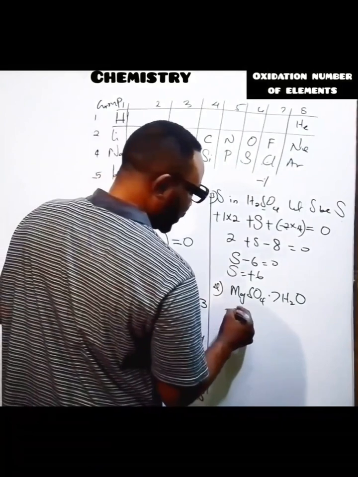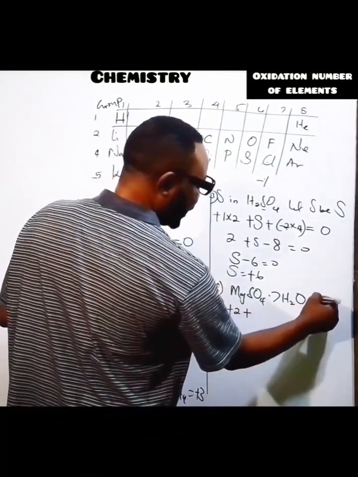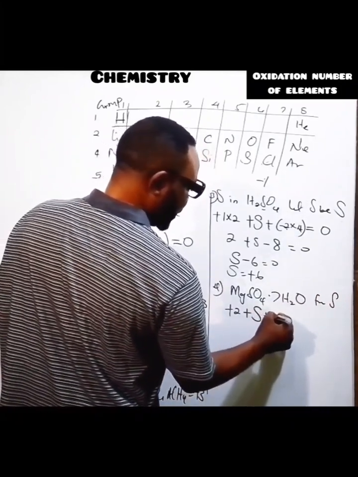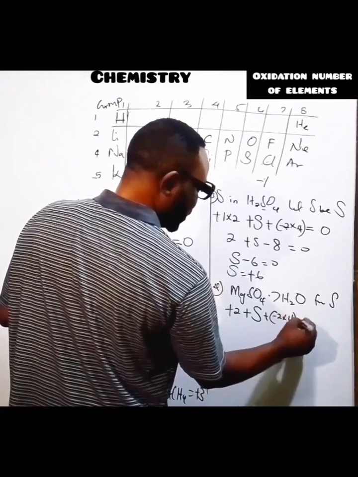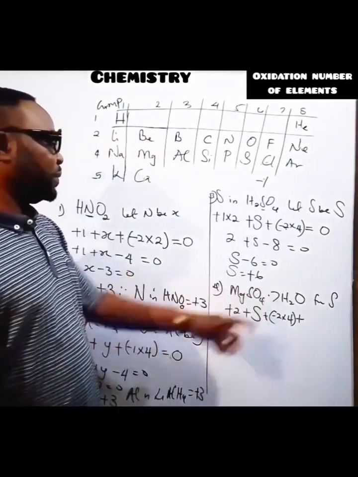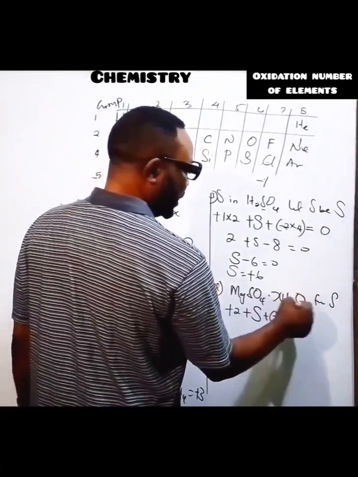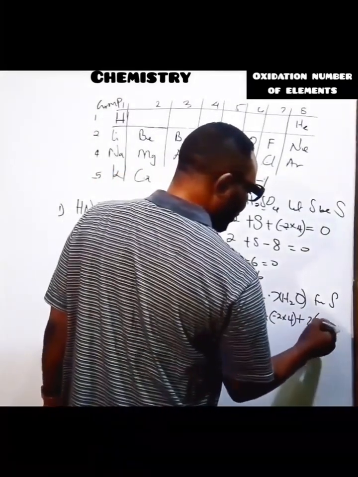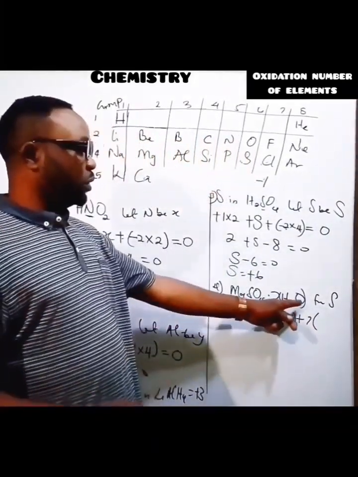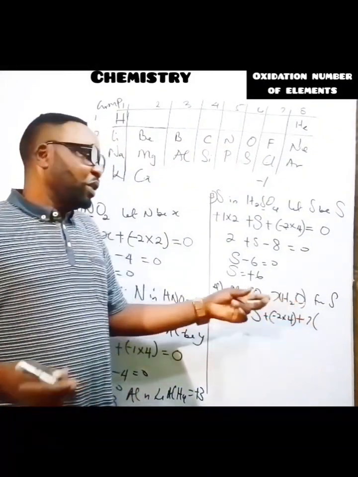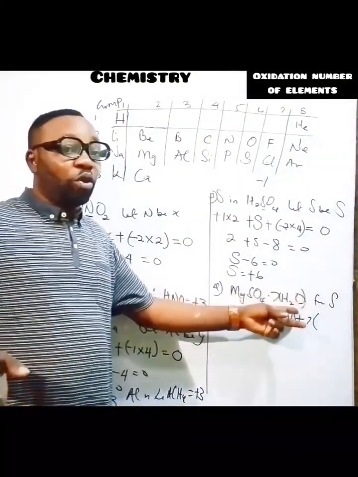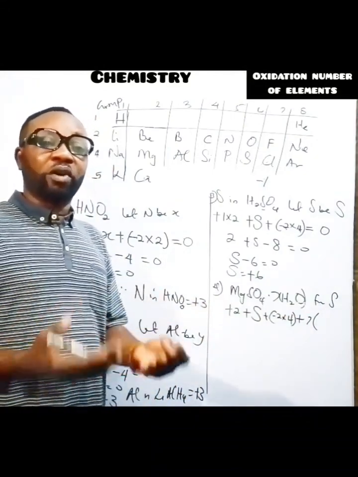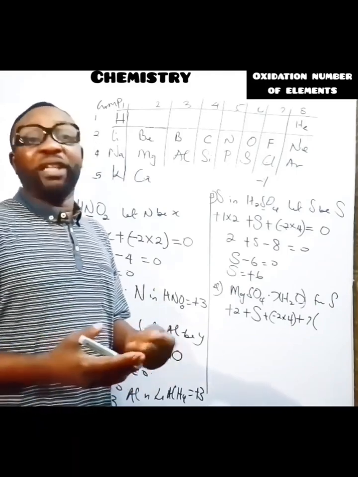So we can now say +2 plus the oxidation number of sulfur, S itself, plus -2 times 4, plus, you can see there's a dot here. This 7 takes into consideration all these water molecules, so you have 7 in brackets. A water molecule is a compound on its own, so everything we have here will be equal to 0, because we have said that the summation of oxidation numbers in their compound state will be equal to 0 when there is no charge on them.